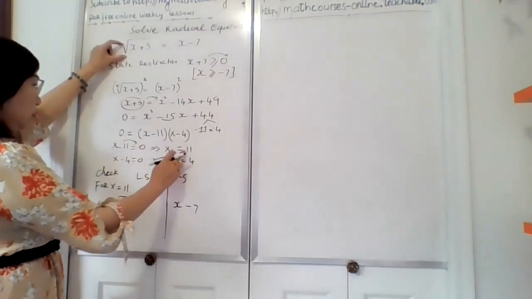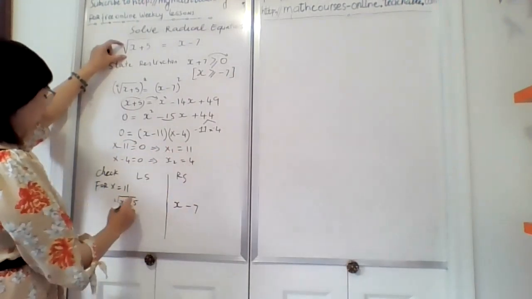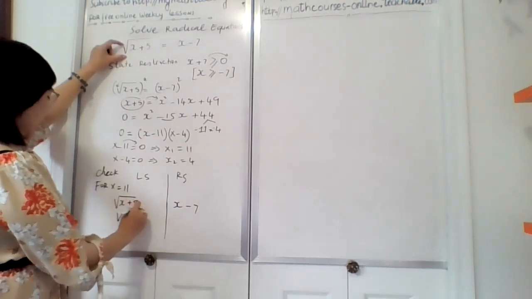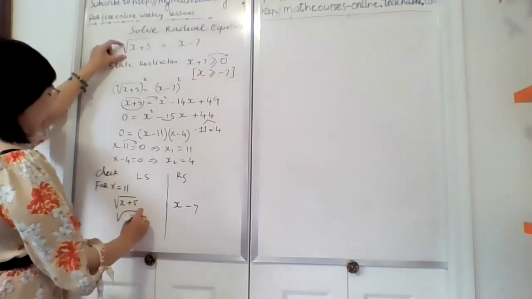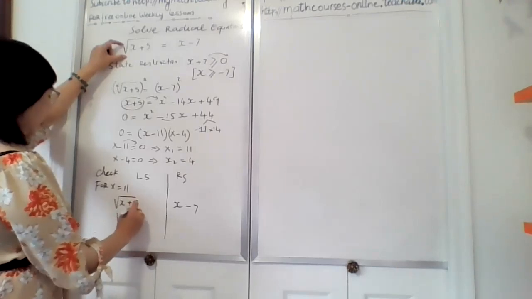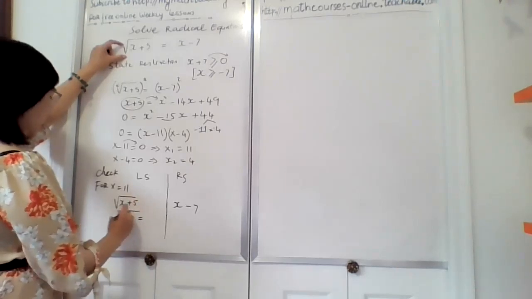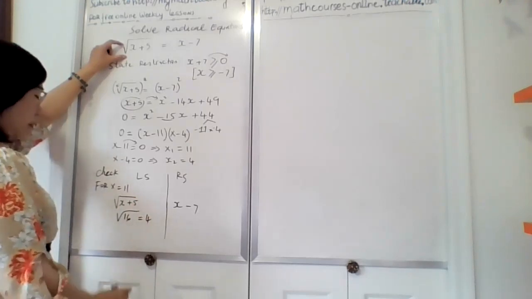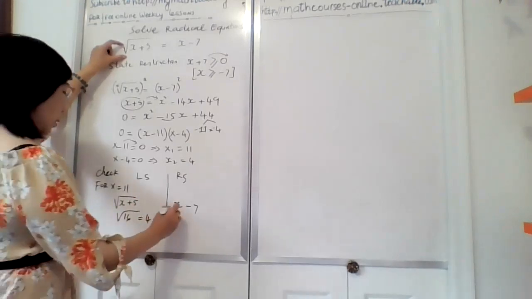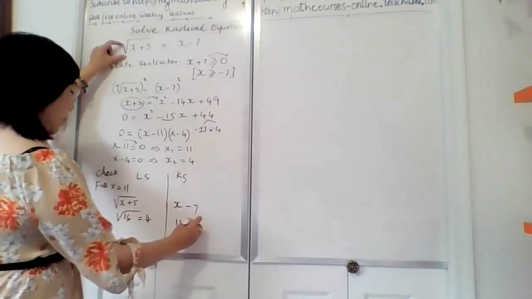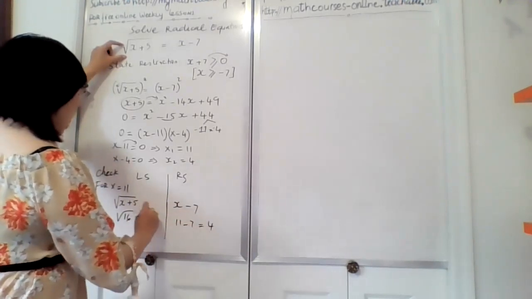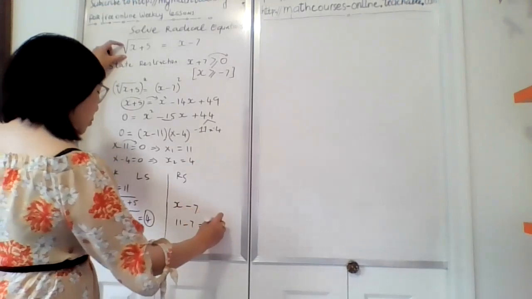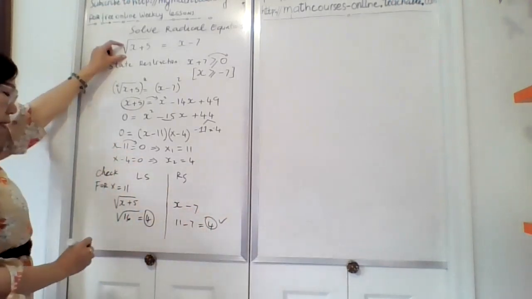So I'm going to check if x is 11. So I put it in here. 11 plus 5 will be 16. And we have the answer of this will be number 4, take out the root. Now 11 minus 7 in here will be 4. So yes, the number 4 equals 4. So this answer is okay.